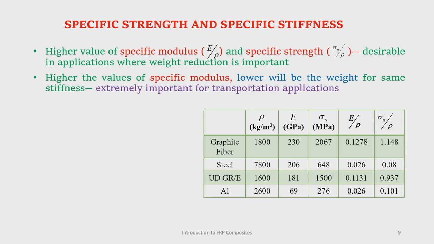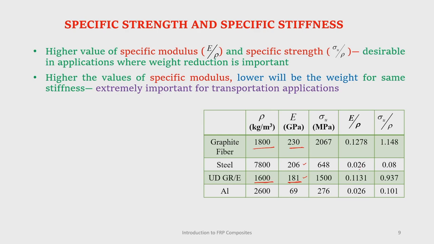Now, another important thing is, if you notice in this table, even though the Young's modulus of graphite epoxy composites, that means graphite fibers mixed with a polymer matrix, and the Young's modulus of the steel are almost comparable, if you look at the density, the density of graphite fiber is almost 4 times less than that of steel, and the density of the graphite epoxy composites, that means polymer matrix composite with graphite fibers, is also much less, almost 4.6 times less than that of the steel.